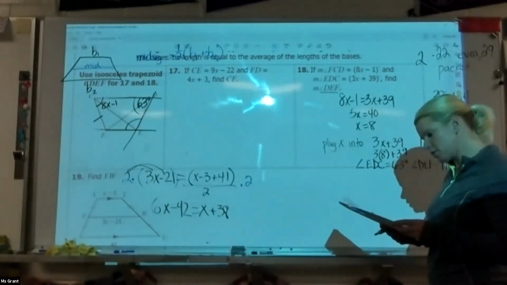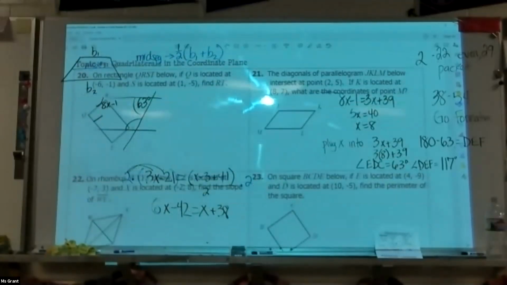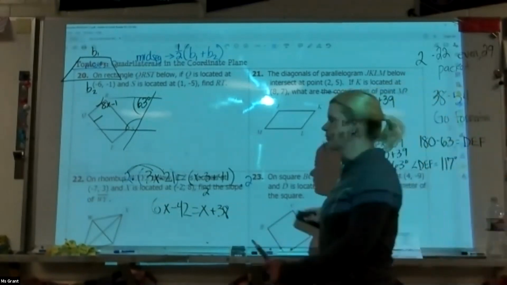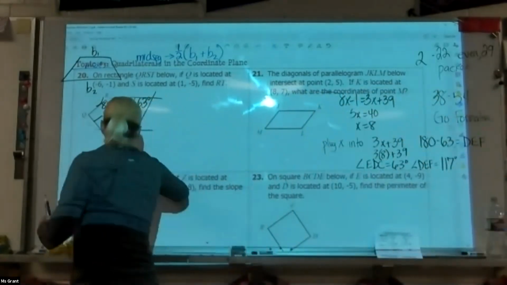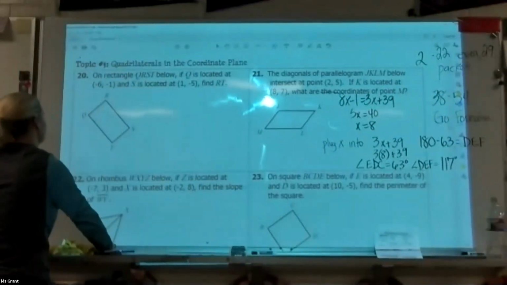Distance formula for number 20. Let's do it. Now, this section that I'm about to start is actually a little bit of chapter 9, and we need to talk about perpendicular lines and parallel lines. This topic says topic 3, but that's chapter 9 in our book. We only did one lesson of chapter 9. We did 9.1.